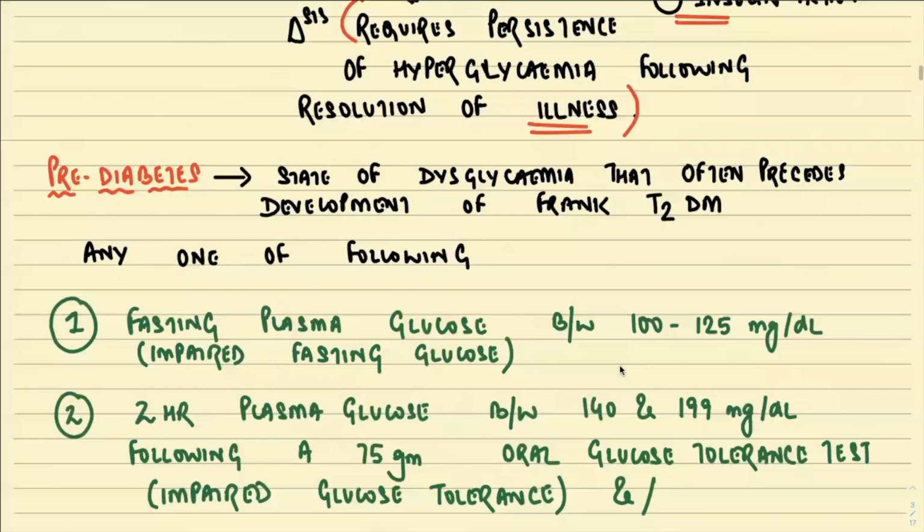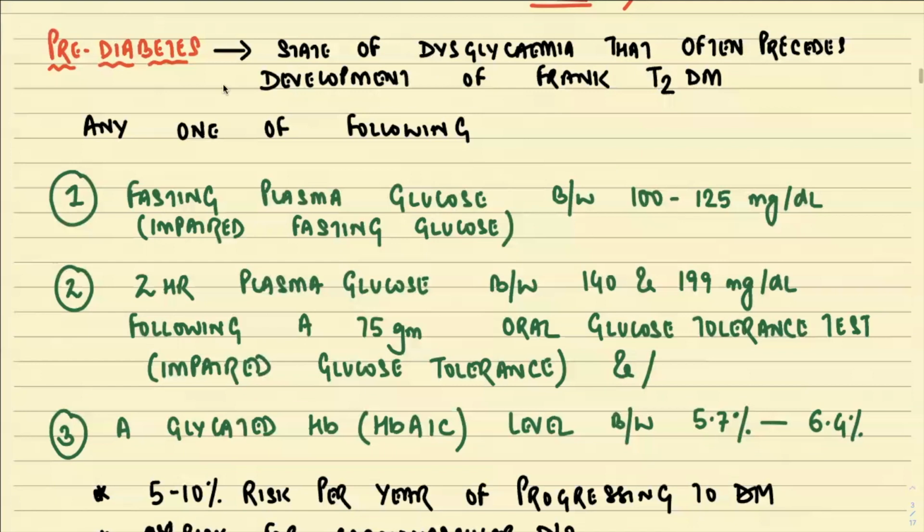Now, secondly, a very important thing is pre-diabetes. What is pre-diabetes? It is a state of dysglycemia. Dysglycemia means an abnormal level of glucose that often precedes the development of frank diabetes mellitus. It is very necessary to recognize these pre-diabetic individuals, because we can give them certain lifestyle changes.